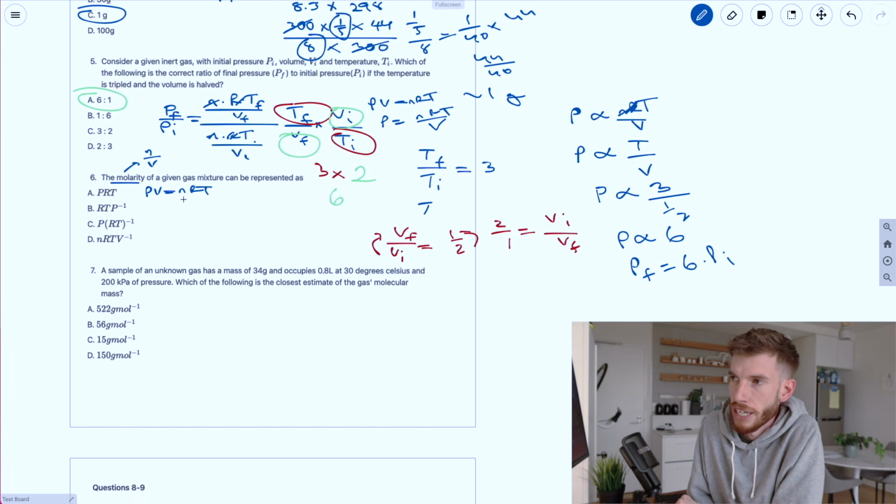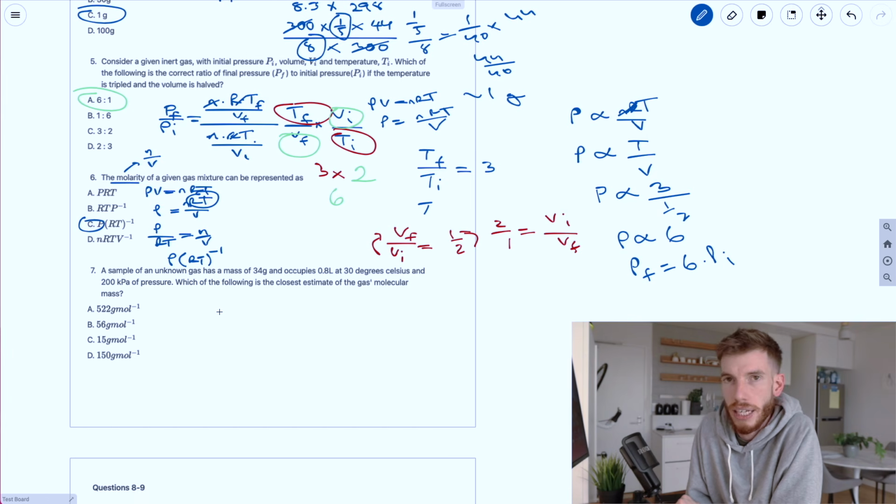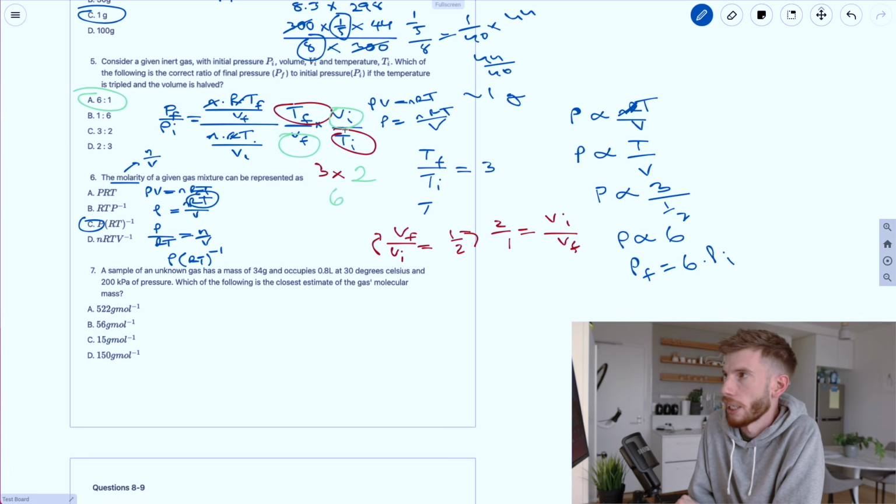So I can divide the V across: nRT divided by V, and that's equal to P. But then I have to divide the RT back this way. And there's my molarity. Written in another way, that would be P and then the inverse of RT. And see, you can start moving through them quite quickly like that.